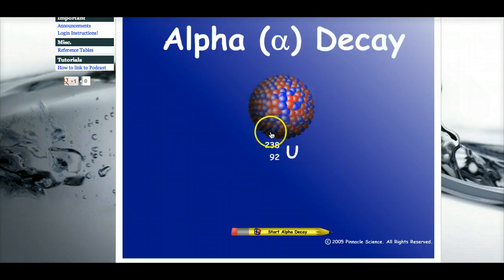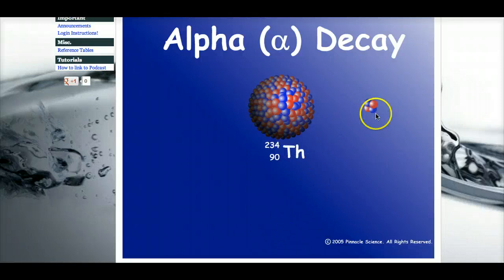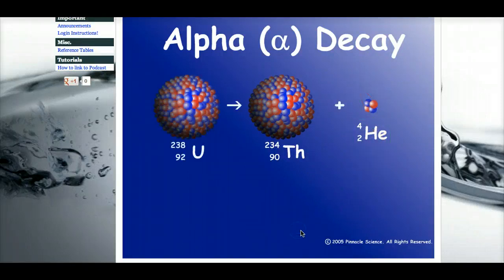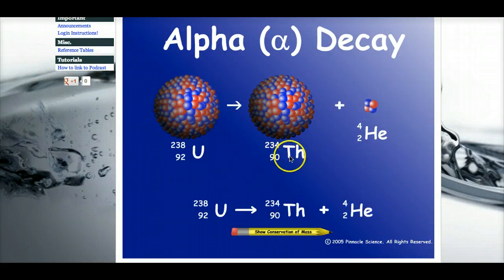Uranium-238, notice is atomic number 92. Anything above 83, guess what? Has too many protons. So this thing has too many protons. So it emits something called an alpha particle, which is a helium nucleus. 2 neutrons, 2 protons. So uranium naturally transmutates to thorium and helium. And there's the equation. Why does this give off an alpha particle? Because there's too many what?